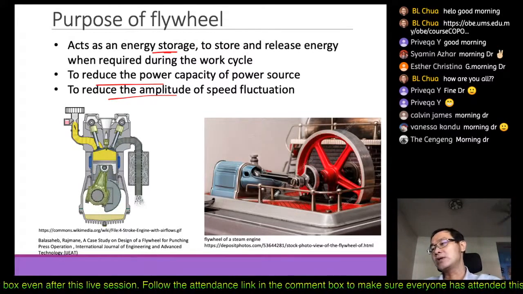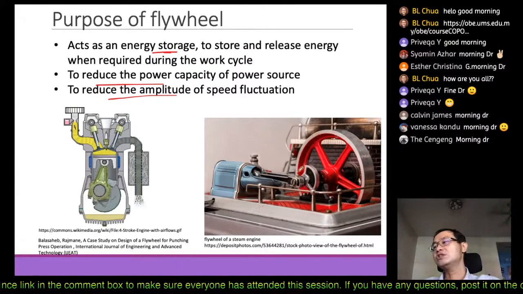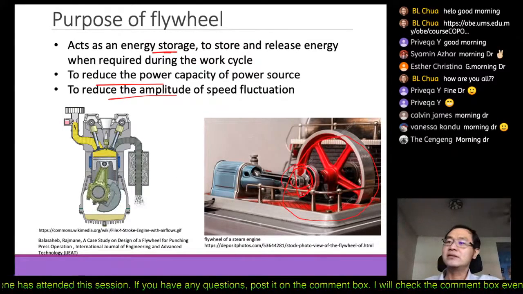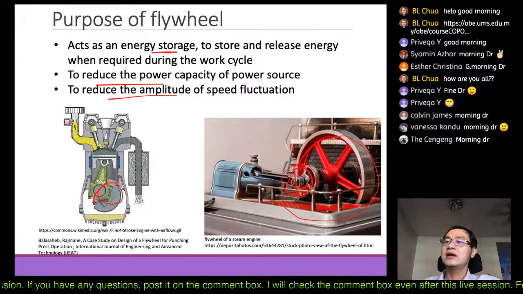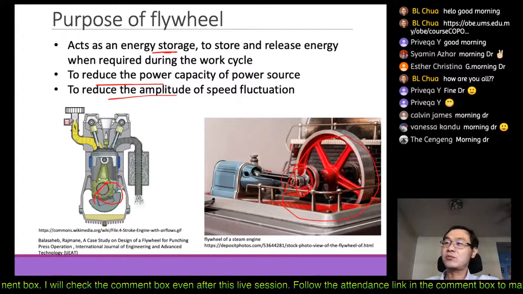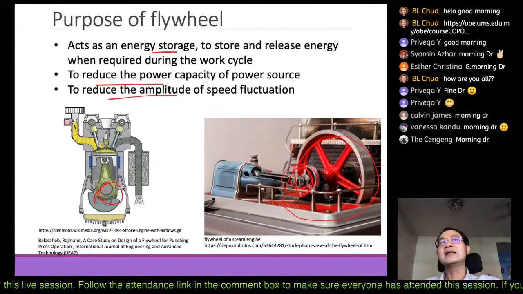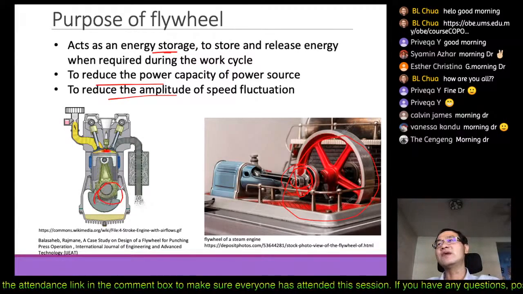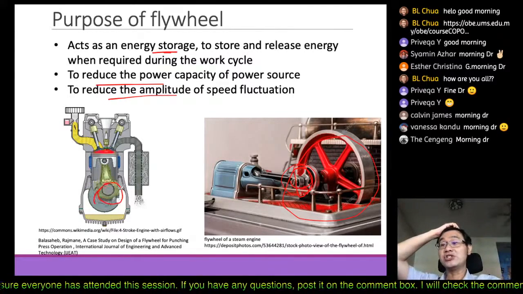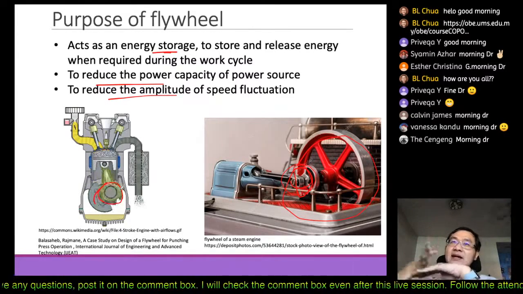Then you can see flywheels for a steam engine, and inside your engines. Also, it has been used in electric motors when we are dealing with a load that is erratic and very high, for example, in shearing machines. Shearing machines are machines used to cut plates or metals.